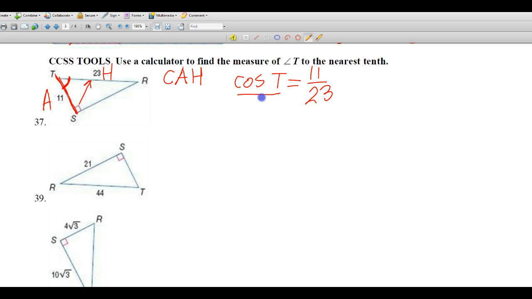Put cosine of T over 1, and then cross, whoops, I'm sorry. I had a momentary lapse of reason there, sorry.